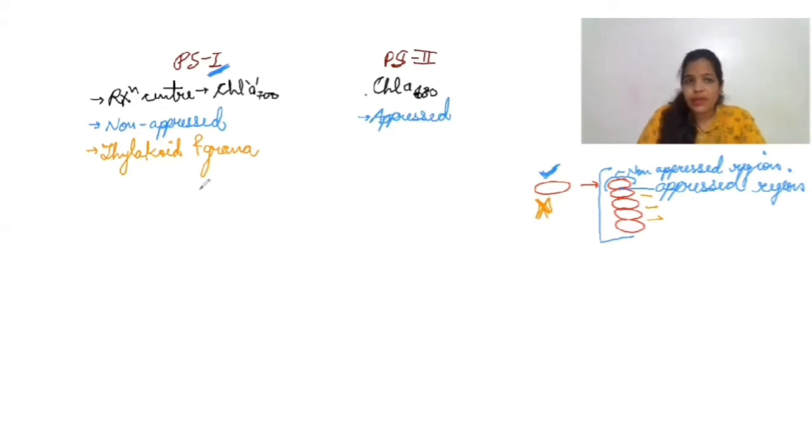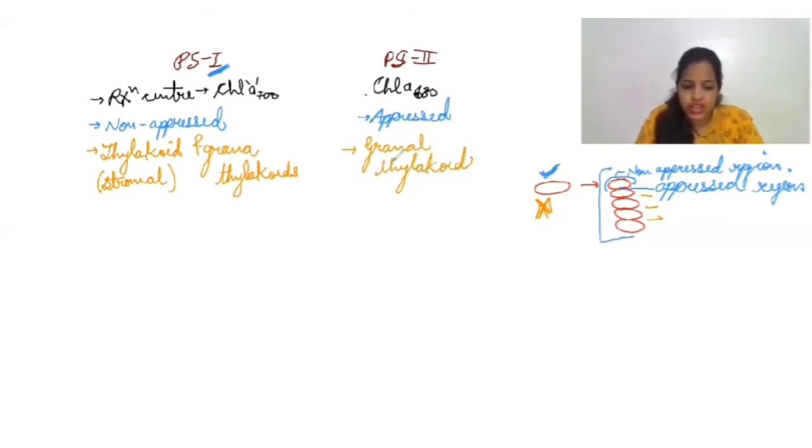Now, the individual thylakoids are known as stromal thylakoids, or stromal lamellae, and the thylakoids of grana are known as grana thylakoids, so that you won't get confused. Clear? Coming to photosystem 2, they are just present on grana thylakoids. I hope till here no doubts are there.